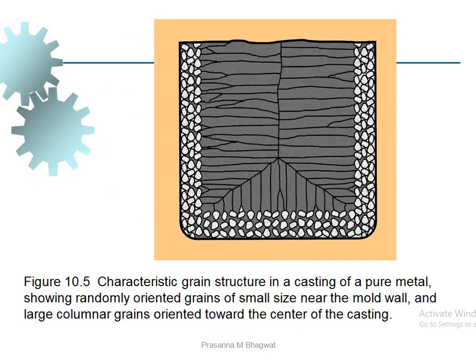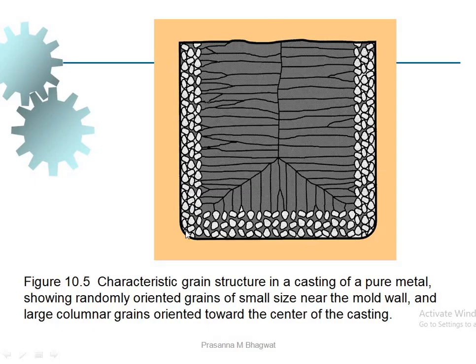Now what happens actually when you pour the metal? Suppose this is the mold. Now consider this is the casting, this is the particular mold, this is the sand over here. Now when the metal comes here, the metal has a temperature in the range of 1400 to 1500 degrees Celsius, and this particular mold is at room temperature. So when the metal is poured in this mold, what happens?